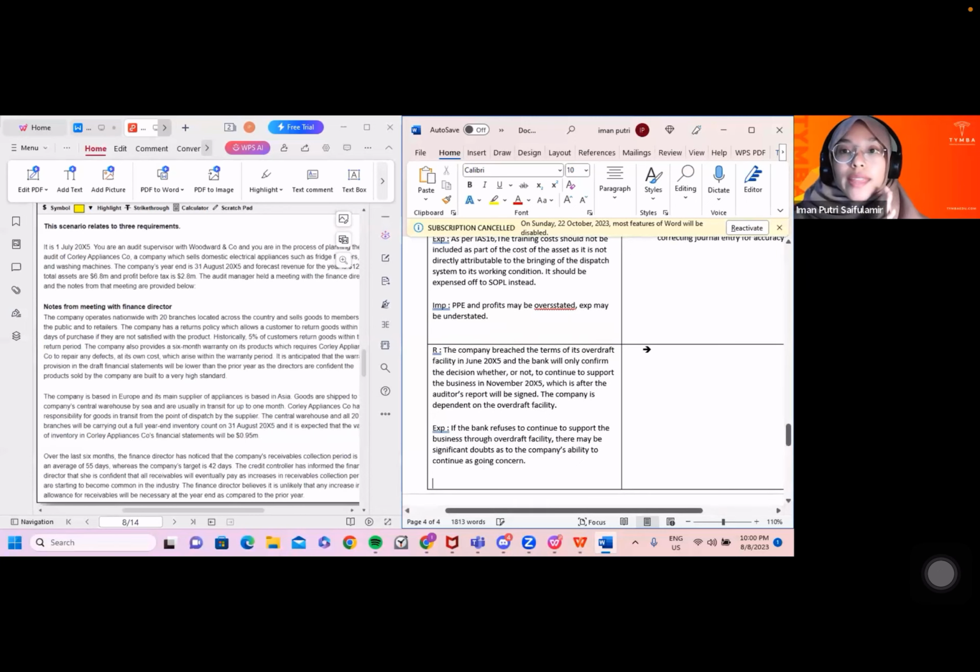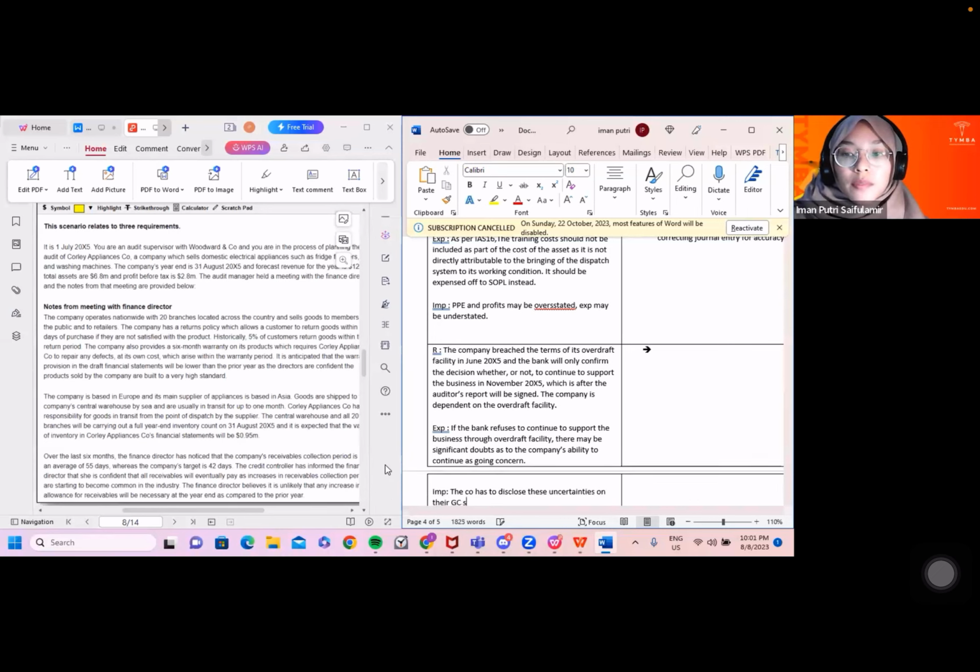Okay, so when there is a going concern issue, what do we have to do? What does the management have to do if there is an uncertainty on going concern? This is based on the actual legislation. The company has to disclose these uncertainties on their going concern status.